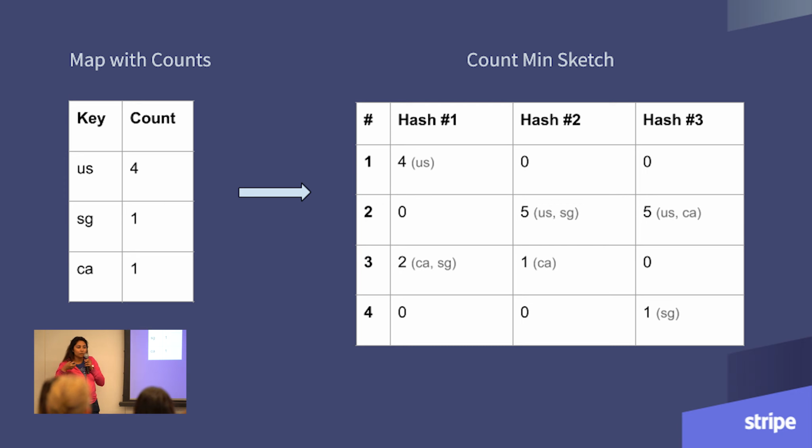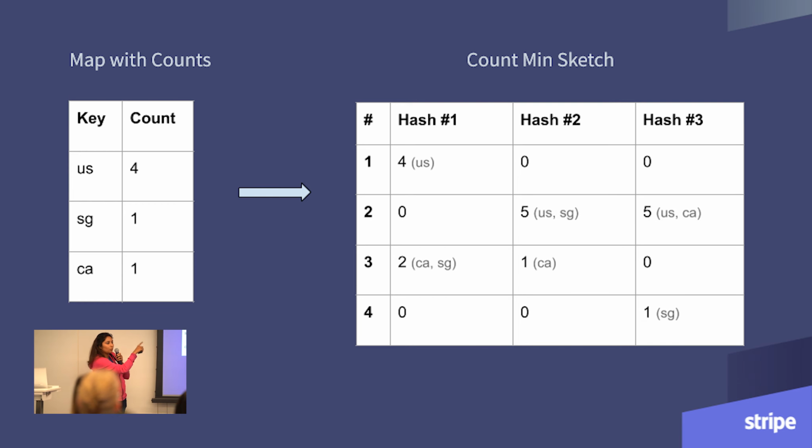So whenever you see a key, you take the 3 different hashes and you increment the corresponding value in the table. Similarly for Singapore, you can see it mapped to 3, 2, and 4 in each respective hashing function. And when you want to get the count of the key back, you again hash it. You know that US had mapped to 1, 2, and 2. And we get the corresponding numbers, which are 4, 5, and 5. And you take the minimum of that, which is why it's called count-min sketch, the minimum part.